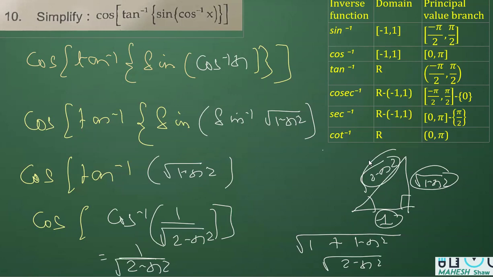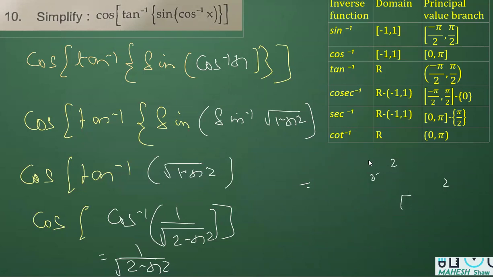As you know that cos multiplied by cos inverse x is x, and this is our x, and therefore we wrote this. So this should be the final answer for this question.